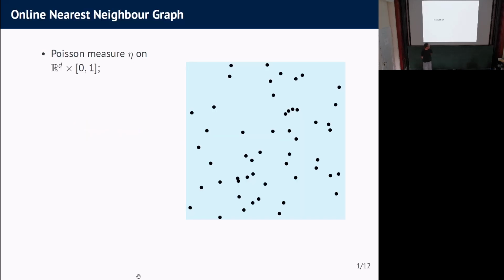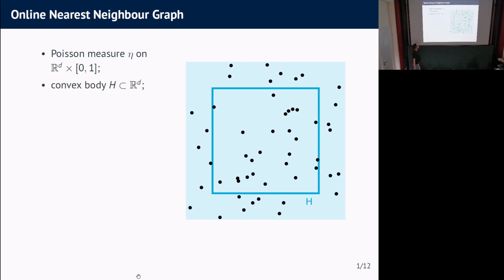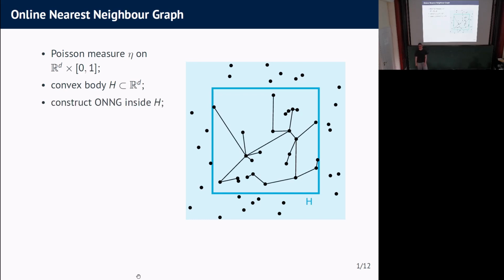And so I'm going to start with an example that I will keep using throughout the talk to illustrate what's going on. This is one of the things that we study. You start with a bunch of random points in R^d × [0,1], so you have space-time coordinates for points. These are given by a Poisson measure, more on that in a second. And we fix an observation window, which can be some convex set H. Inside this window, we're going to construct a graph.